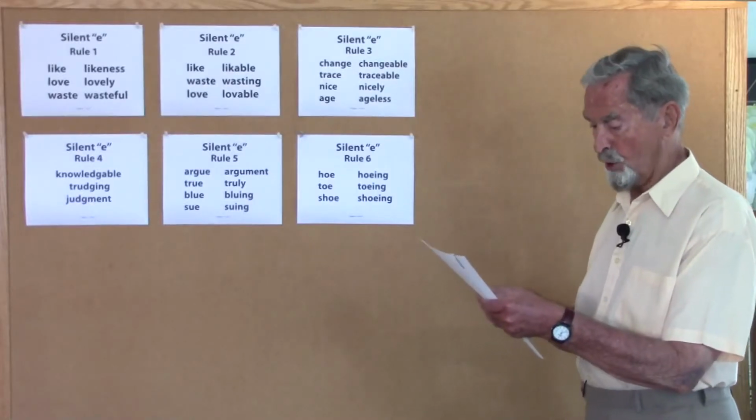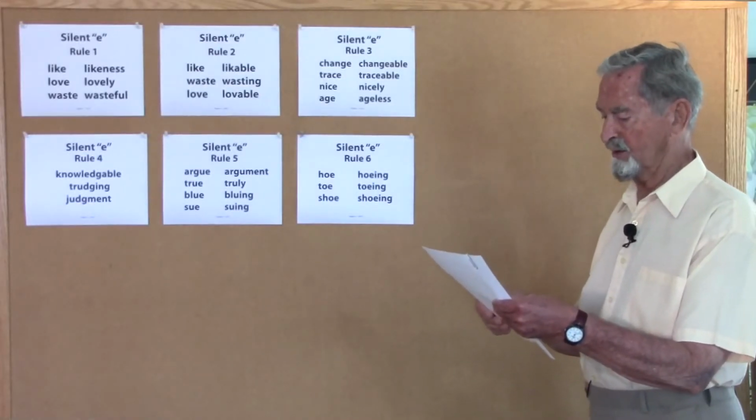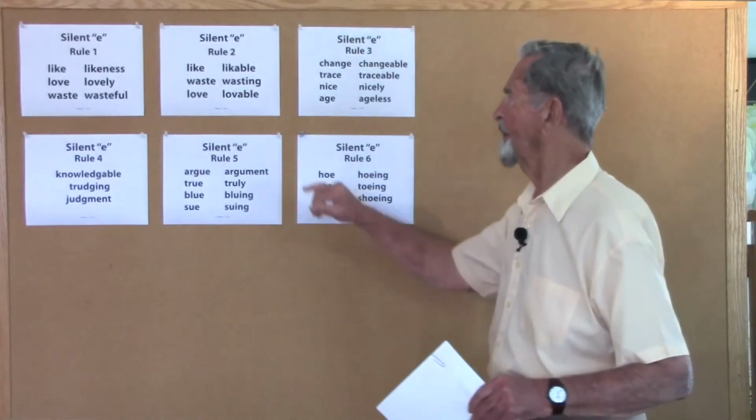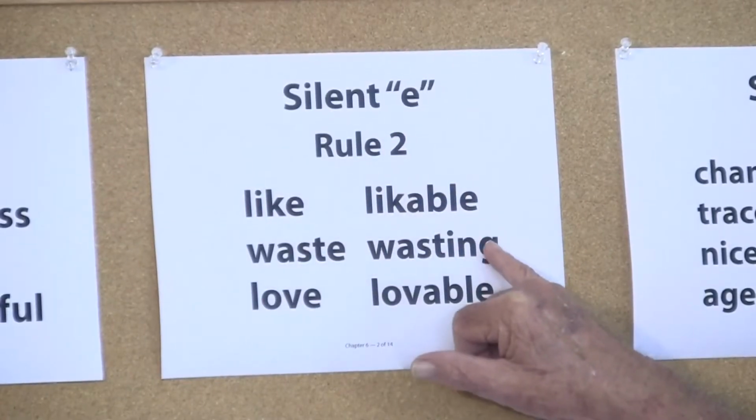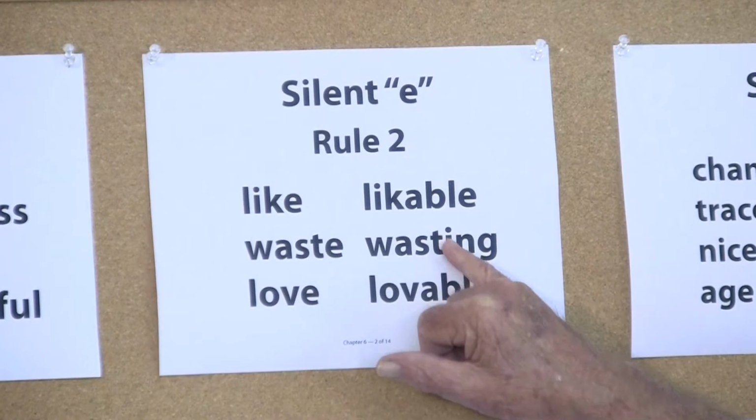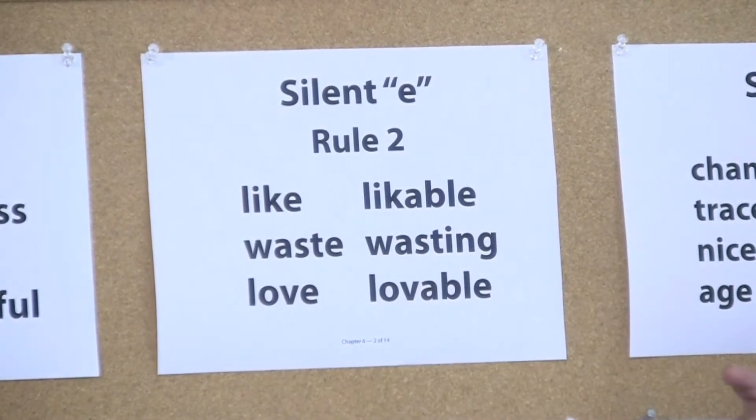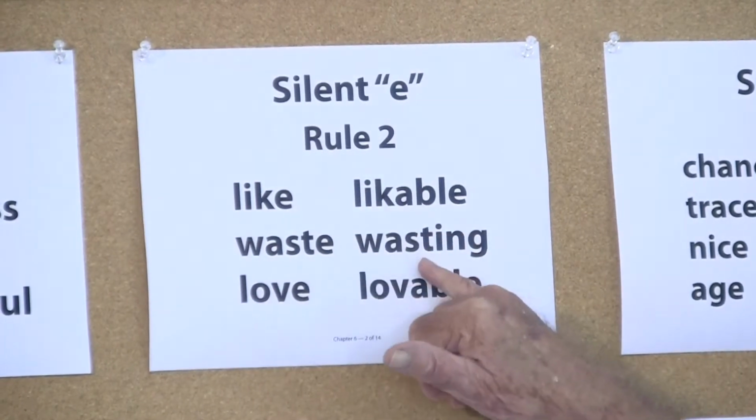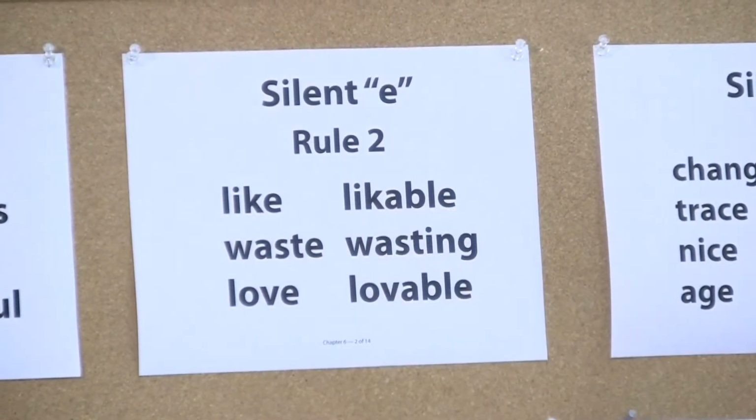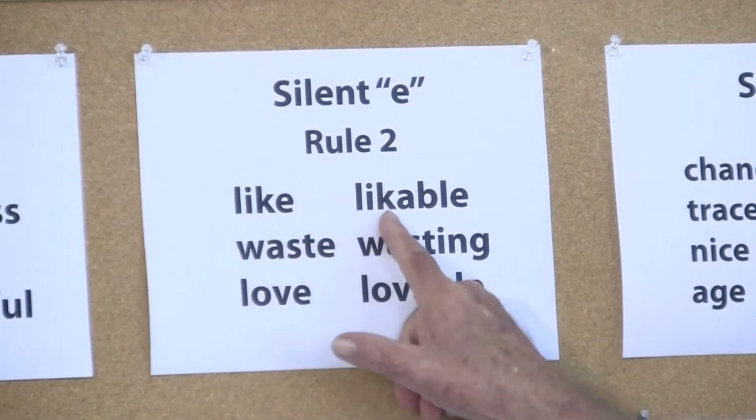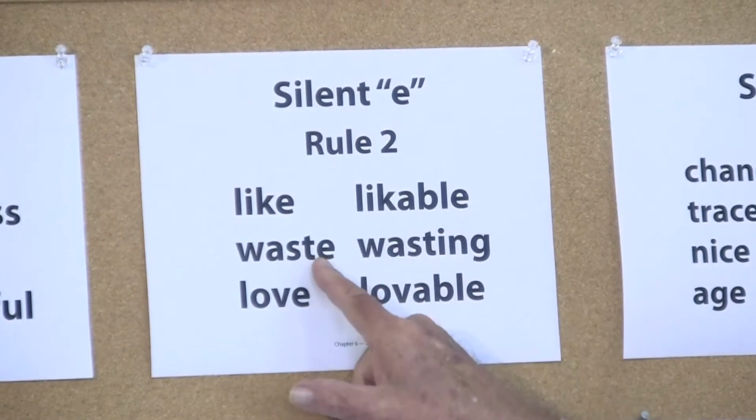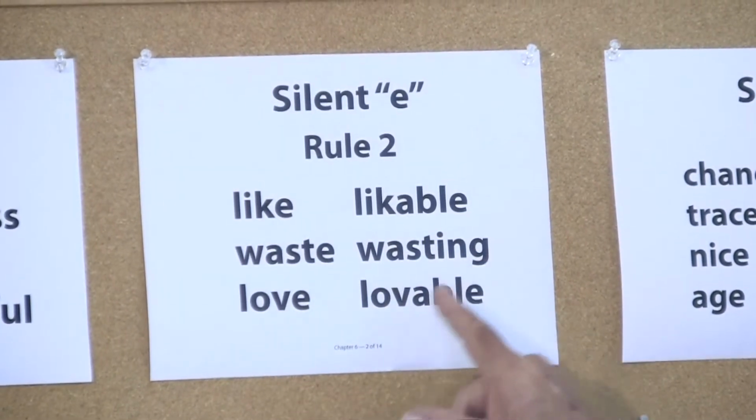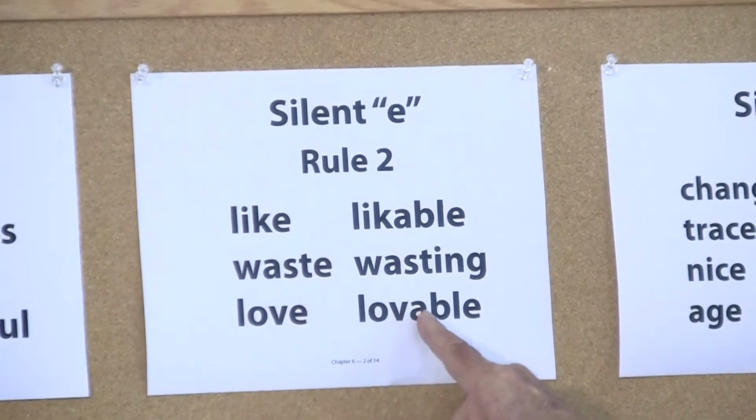Number 2, drop the silent E when a vowel suffix is added. Okay, these suffixes, able, ing, able, begin with a vowel, so you don't need the silent E, so you drop it. Like, likeable, waste, wasting, love, loveable.